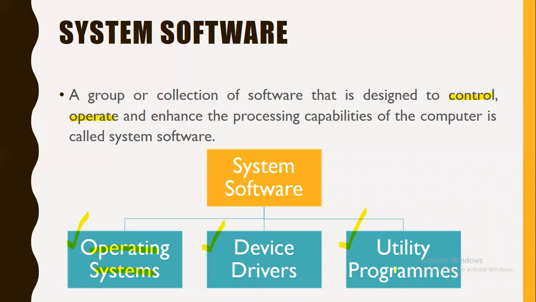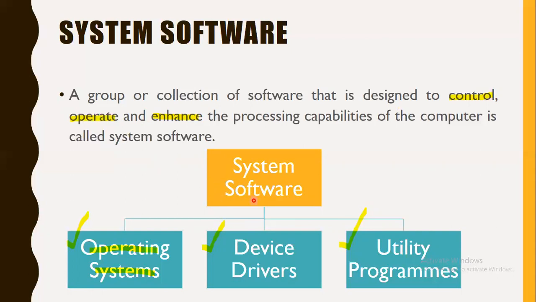Now, system software has further three types. A system software is basically the collection of software that is designed to control, operate, and enhance the processing capabilities of the computer. It means that without proper system software, we cannot do any task on our computer system.